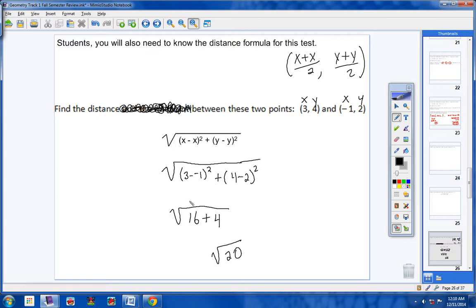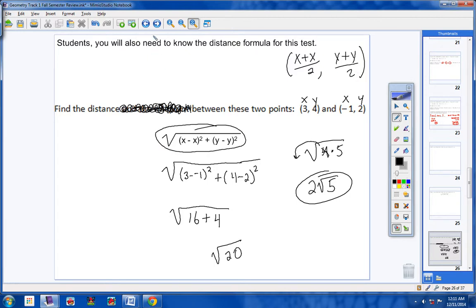Now, if you want to type that into a calculator to get your final answer, that's fine. I don't mind that. I do not have my calculator close by, but you can do that, or you can take the square root of 20 and split it up into 4 times 5. Take the square root of 4, which is 2, put a 2 on the outside, and you can write this for your answer also. Either way is fine. But students, make sure you know how to find the distance between 2 points. Here's the distance formula that you need to know. Alright, let's continue on.